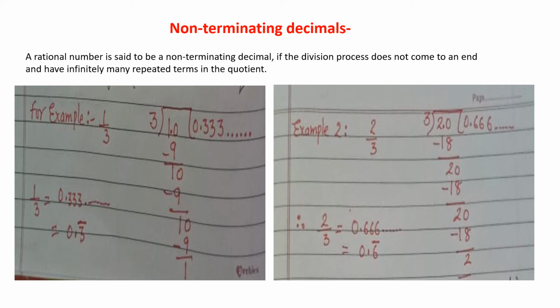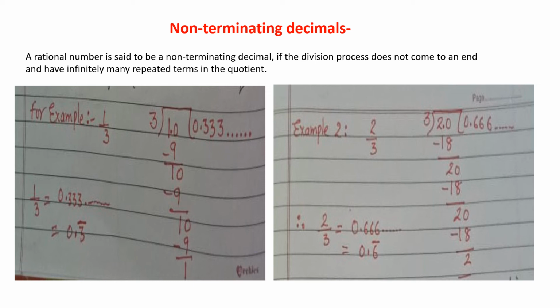0.333 and so on. Now you can see, children, we are getting a digit 3 repeatedly, an infinite number of times. So we can write it as 0.3 bar. Let's take one more example, 2 by 3. Now divide 2 by 3 as we divided earlier. The answer would be 0.666 and so on. Here 6 is repeated an infinite number of times, so you can write it as 0.6 bar.